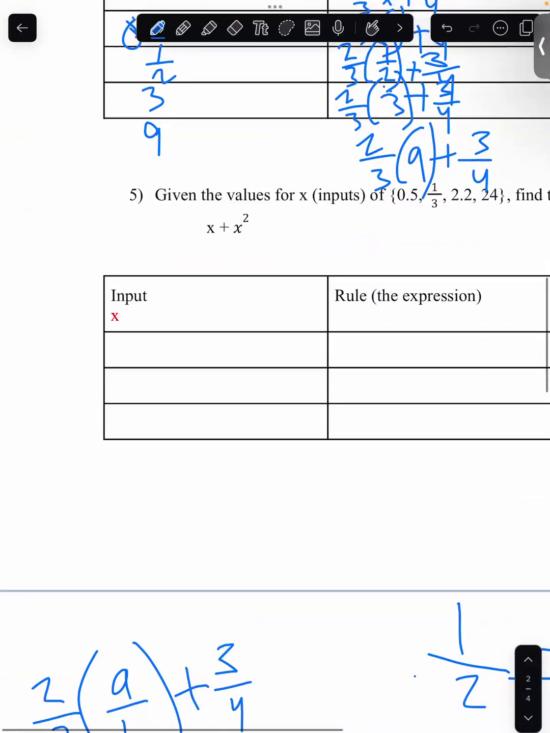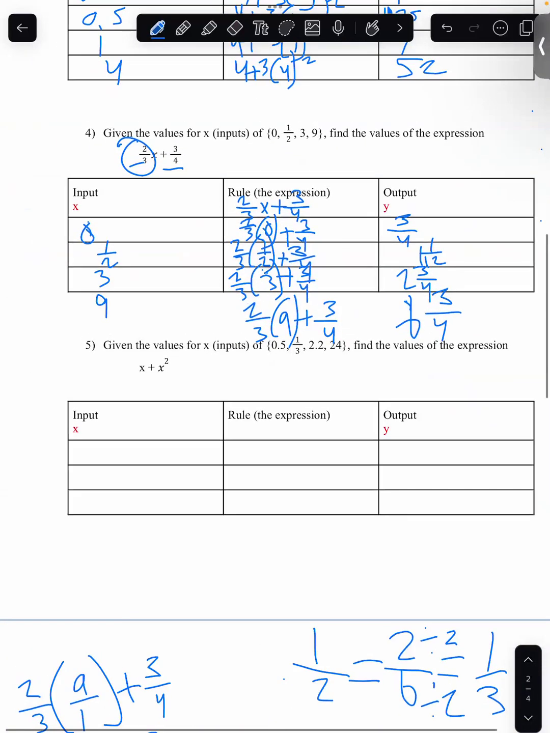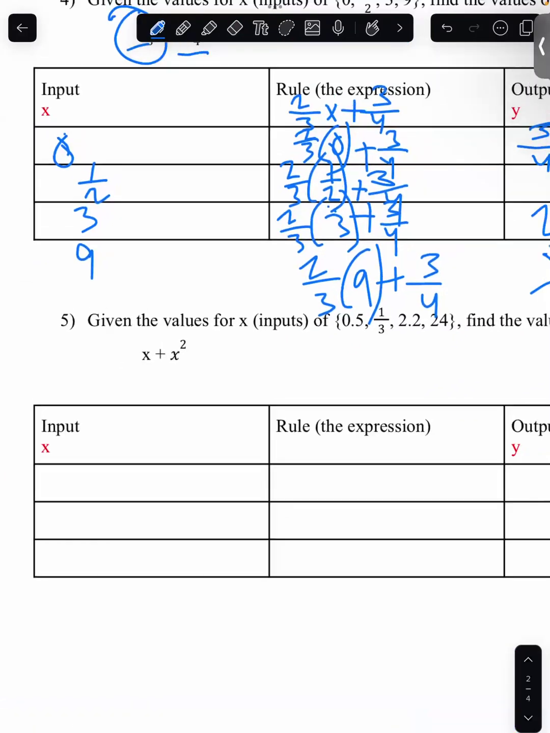All right, now we got x plus x squared. Now, I don't think you can add those together. You can't. They're not the same kind of thing. So we got 0.5, we have 1/3, we have 2.2, and we have 24. Okay, so got you a nice fun one to finish with.